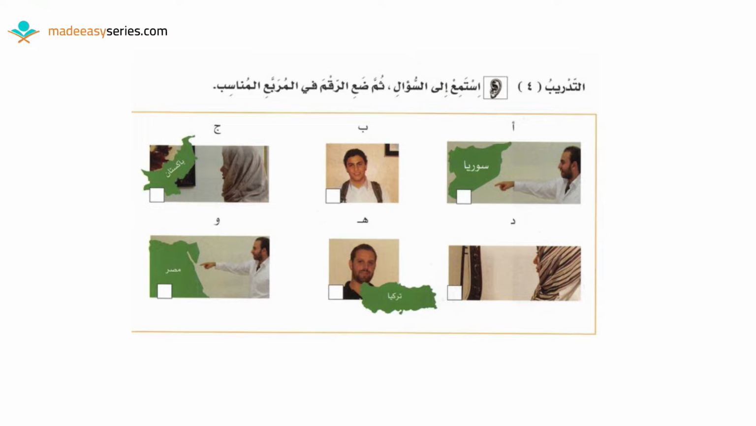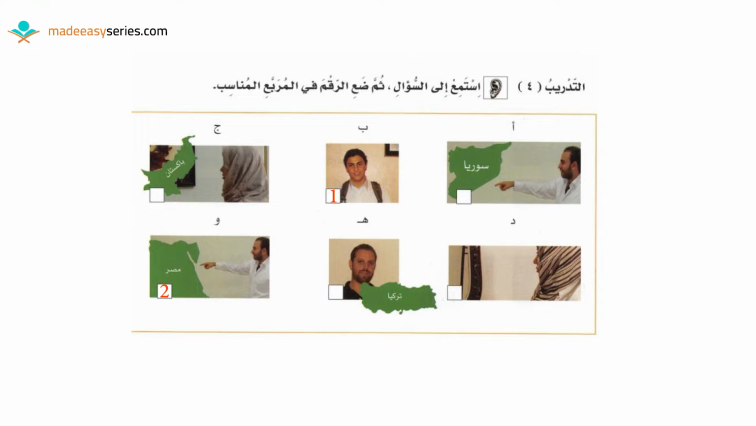Now let's go over the answers. As for number 1, this is picture Wow, which is the picture on the bottom line, the bottom left side, where it says هل أنت مصري, the man pointing to the country Misr. As for number 2, the answer is picture Ha, which is the second picture on the top side.